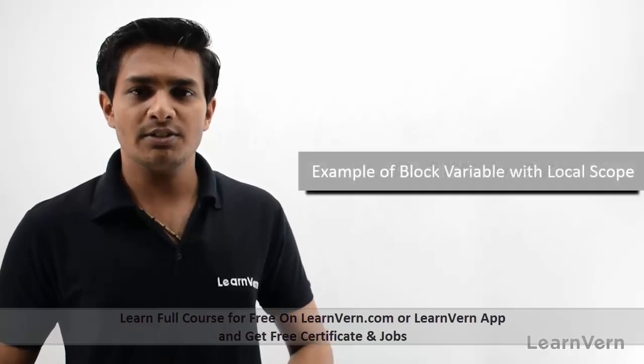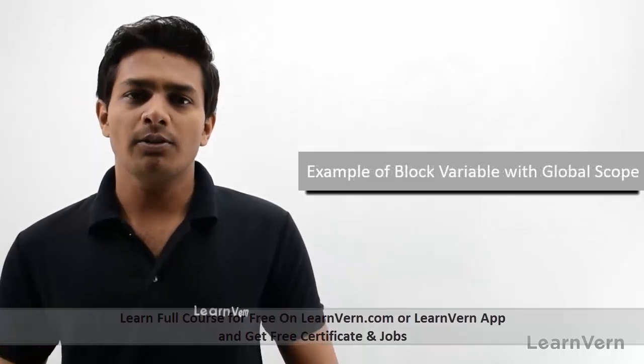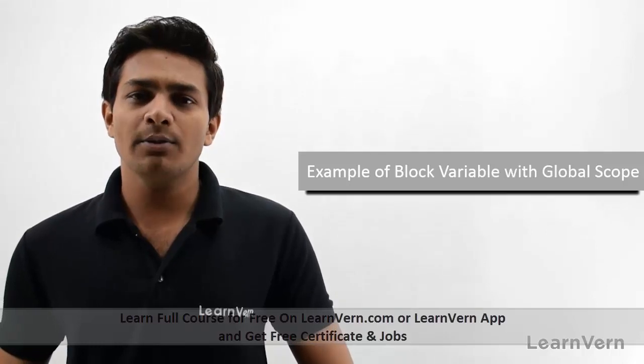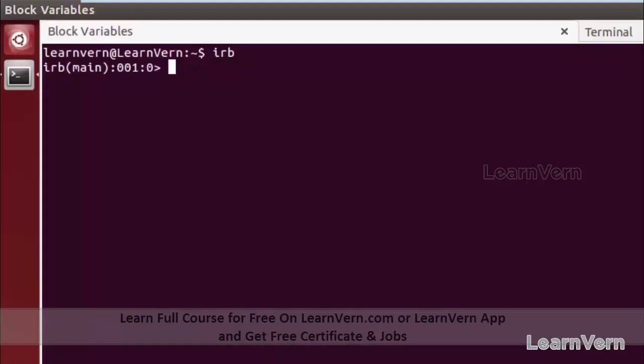In previous lecture, we have learned the practicals of a block variable with local scope. Now we will see practical example of block with global scope. Here I am creating one variable, that is variable a, and I am assigning a value 10 to my variable.